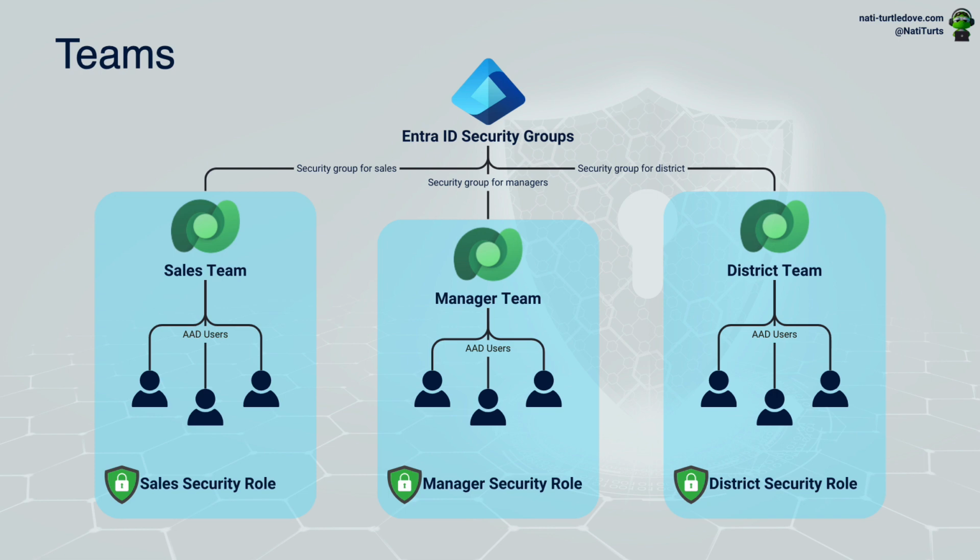So in the admin center, let's start with Entra ID. In Entra ID, we can create an Entra ID security group per role that we need. So we'll create a security group for sales, a security group for managers, and a security group for the district managers. What we'll then do is go into our admin center within the environment. We'll click on users and access privileges. We'll go to teams, and we would then create a new team.